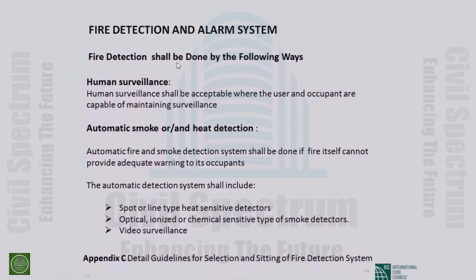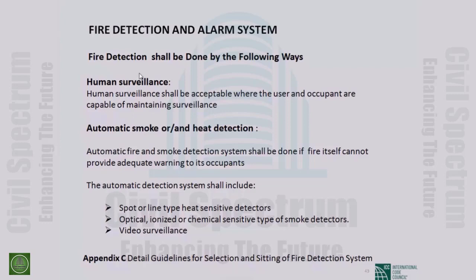Fire detection is best done by human surveillance. Particularly, I would like to say, in the sewing area of a garment factory, there are a lot of people, and human surveillance is much better than any detection system, because people can see the flame or the smoke very quickly. In areas where human surveillance is not possible, you must put in some automatic detection system. There are different types of automatic systems, and I will come to them.